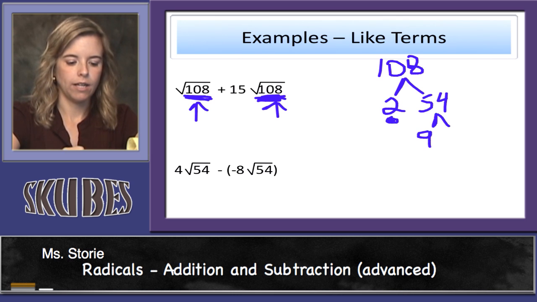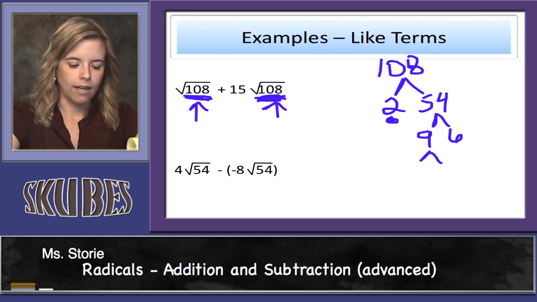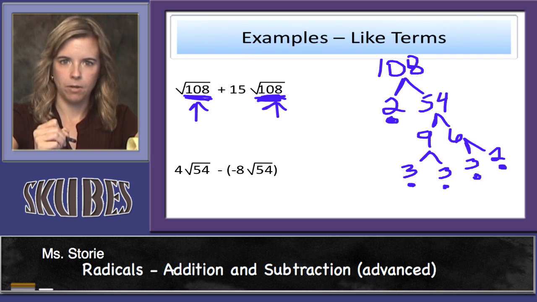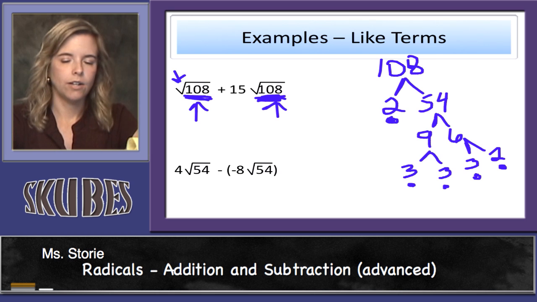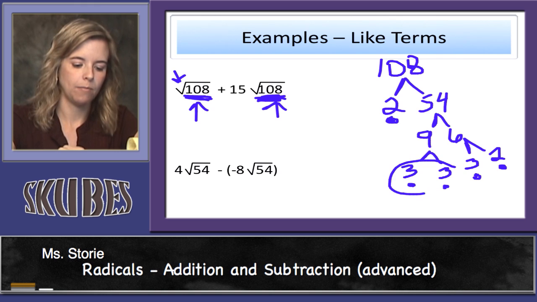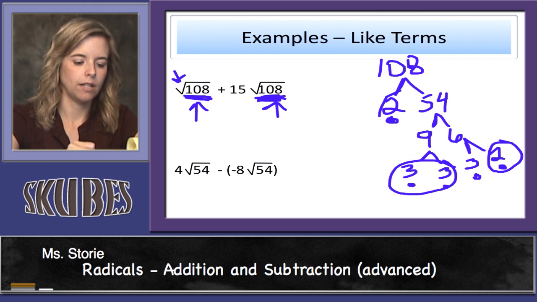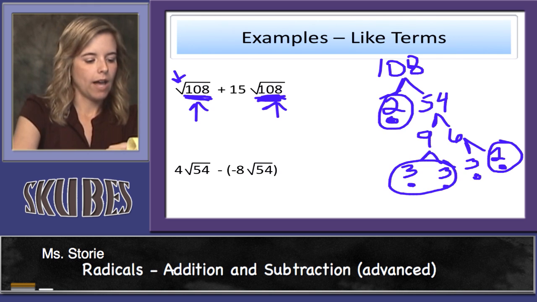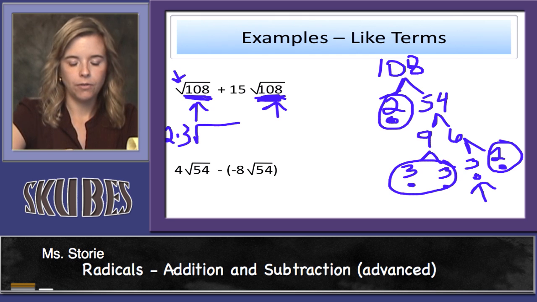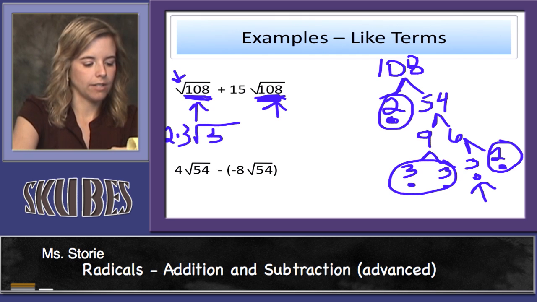Then we've got 54. We can break it into 9 and 6. And 9 is not prime, so 3 is prime, times 3, another prime. 6 would be 3 times 2. Now I've got all these prime numbers. Because there's no index here, it's assumed to be a 2, which means we're looking for pairs to pull out. So I have a pair of 3's, and I have a pair of 2's. So I'm going to take out of the radical sign a pair of 2's and a pair of 3's. And this lonely little 3 who's left over stays underneath the radical sign.